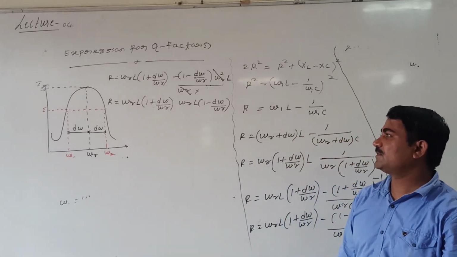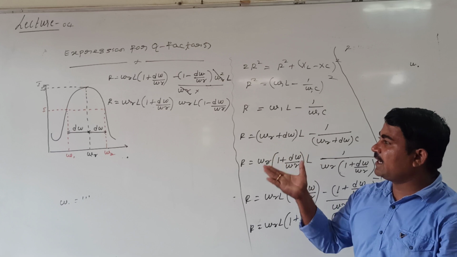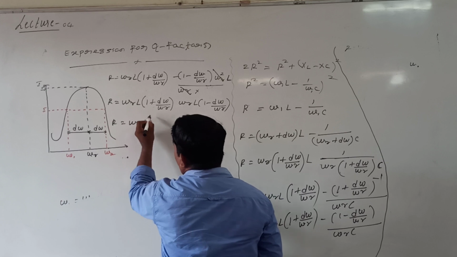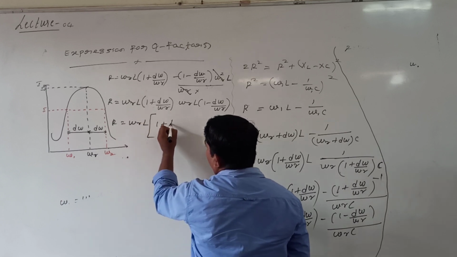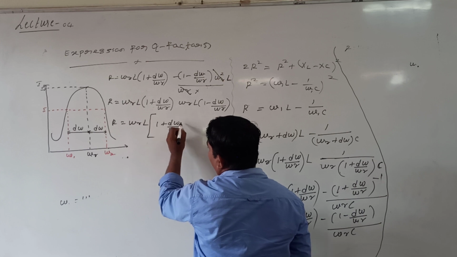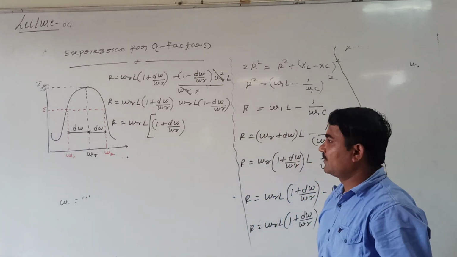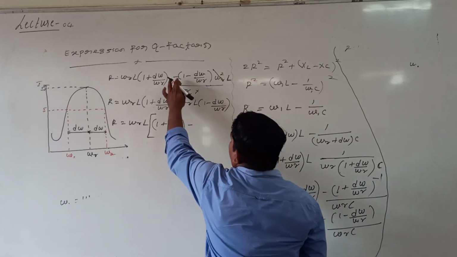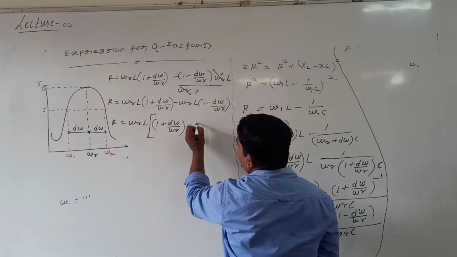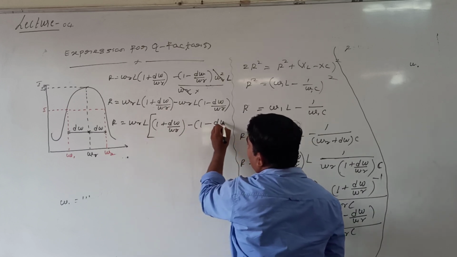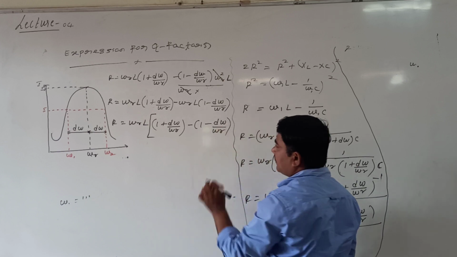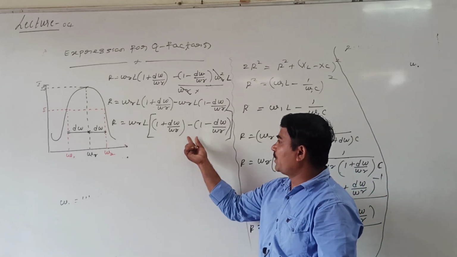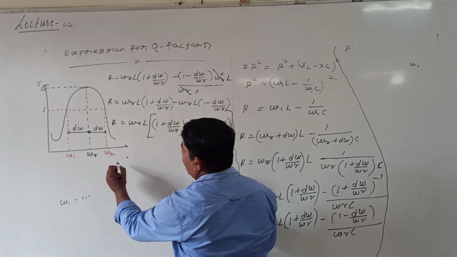Are you following this? Omega RL is common on both sides. So R is equal to omega r into L is common. What is remaining then? 1 plus d omega divided by omega r, minus of how much? Here minus is there. Minus of 1 minus d omega divided by omega r. Bracket complete. Right? Now I want to open this bracket. If you open this bracket, minus becomes plus.